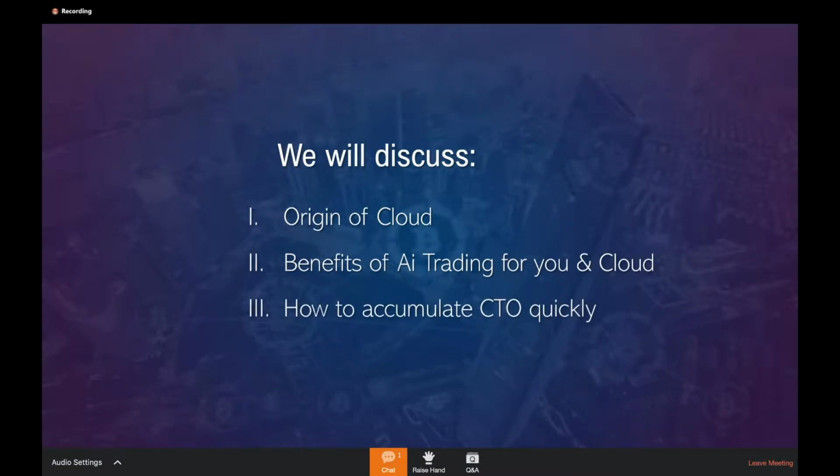We're going to talk about how to accumulate CTO. First of all, what exactly is CTO, why you would want it, and then how to accumulate it. And then we're going to talk about some future tech. I think this is probably what has me most excited about this project, and perhaps is going to be attracting the majority of people in the coming months.